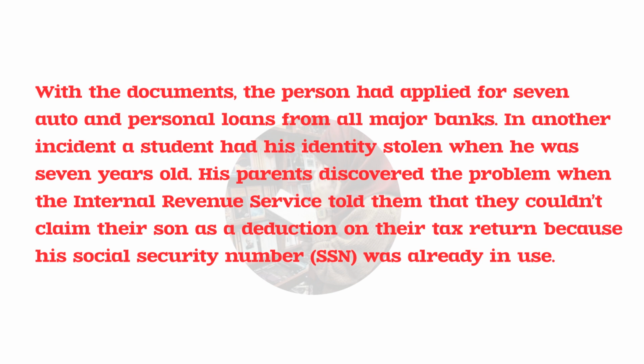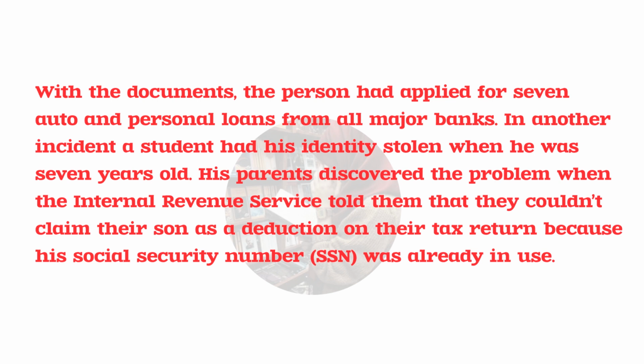In another incident, a student had his identity stolen when he was 7 years old. His parents discovered the problem when the Internal Revenue Service told them that they couldn't claim their son as a deduction on their tax return because his social security number, which is SSN, was already in use.